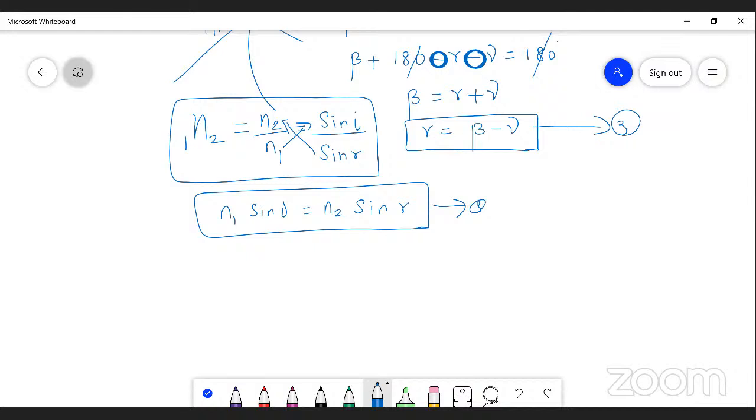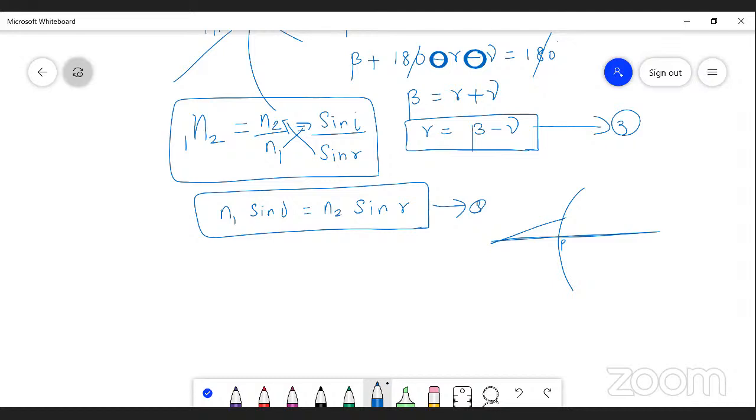The incident light is monochromatic light. What do you mean by monochromatic light? It is a single wavelength, with no change, a single color only. The second condition is that the incident light is almost parallel to the principal axis. This is the incident light, this is the principal axis, point P. Almost parallel to the principal axis.